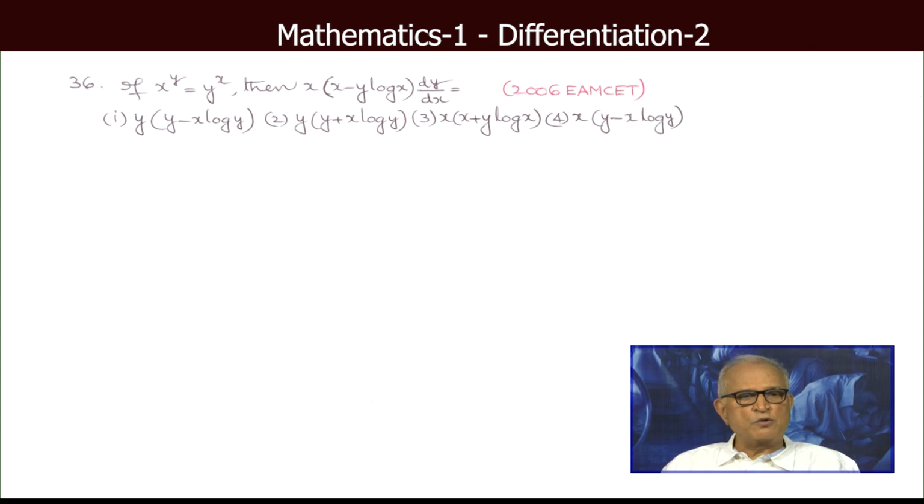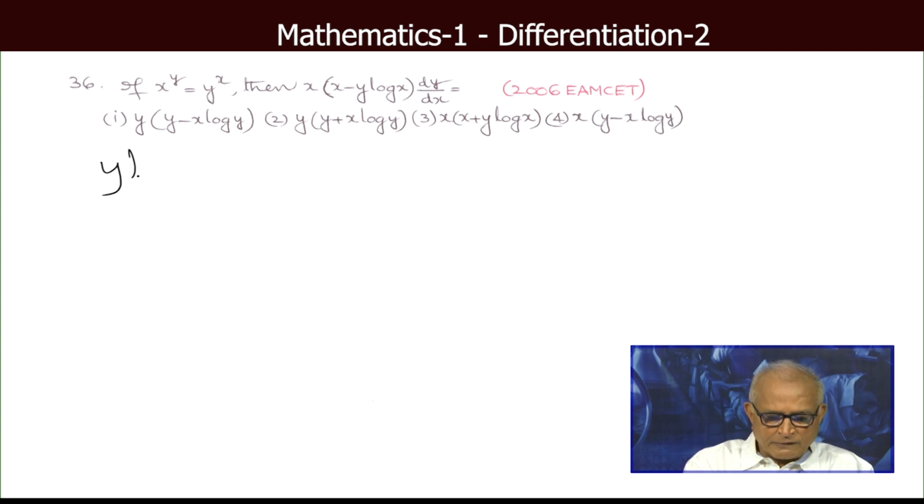If x power y equals y power x, we find this question also in the IP textbook, then x into (x minus y ln x) times dy/dx is what? Which of the 4 options equals x times (x minus y ln x) times dy/dx. Now, x power y is equal to y power x. So, both x and y are clearly positive. Now take logarithms on both sides. y ln x is equal to x ln y.